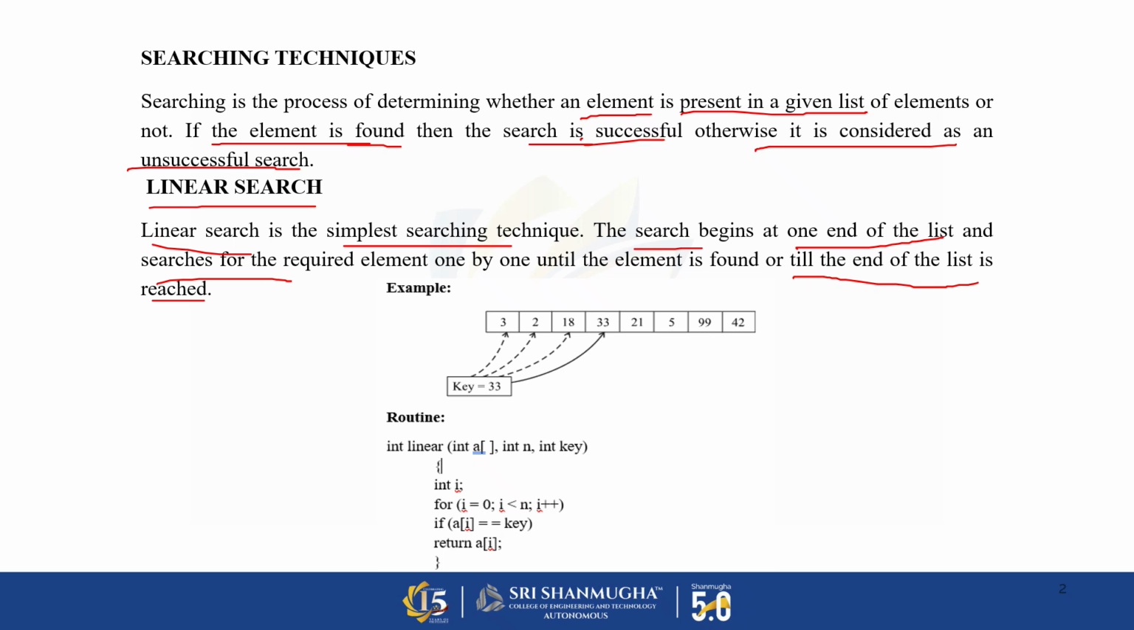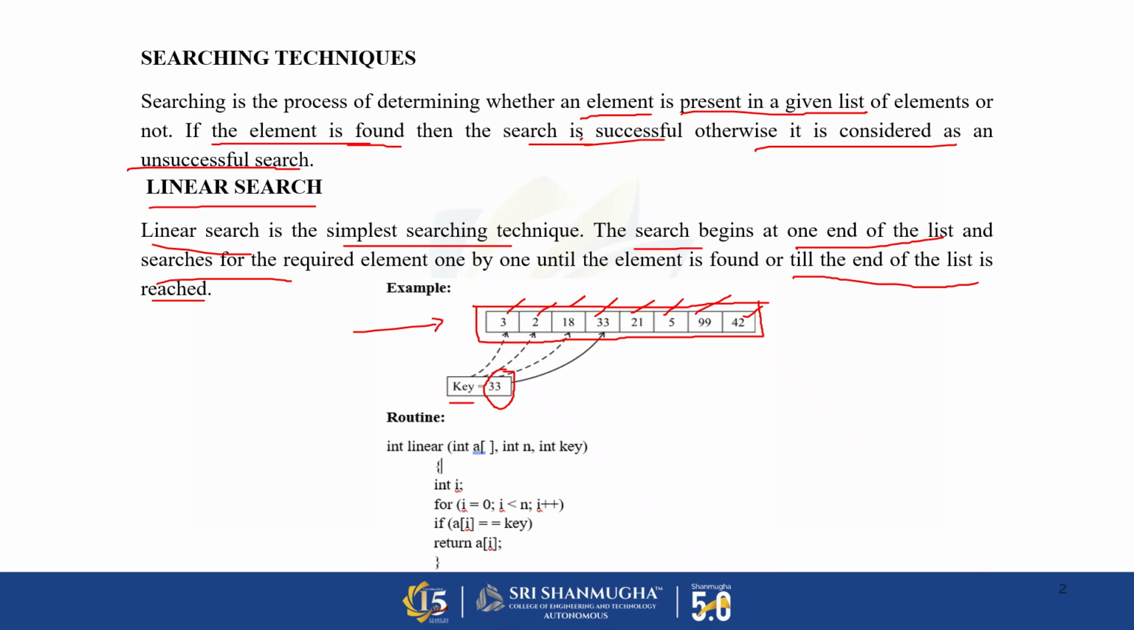So we have one set of numbers. Here is the example. The numbers are 3, 2, 18, 33, 21, 5, 99 and 42. This is the set of numbers. The key is the number we need, which is 33. That means we want to search for the number 33. That's why we specify the key. We have to search within this set of numbers to see if 33 is present or not.